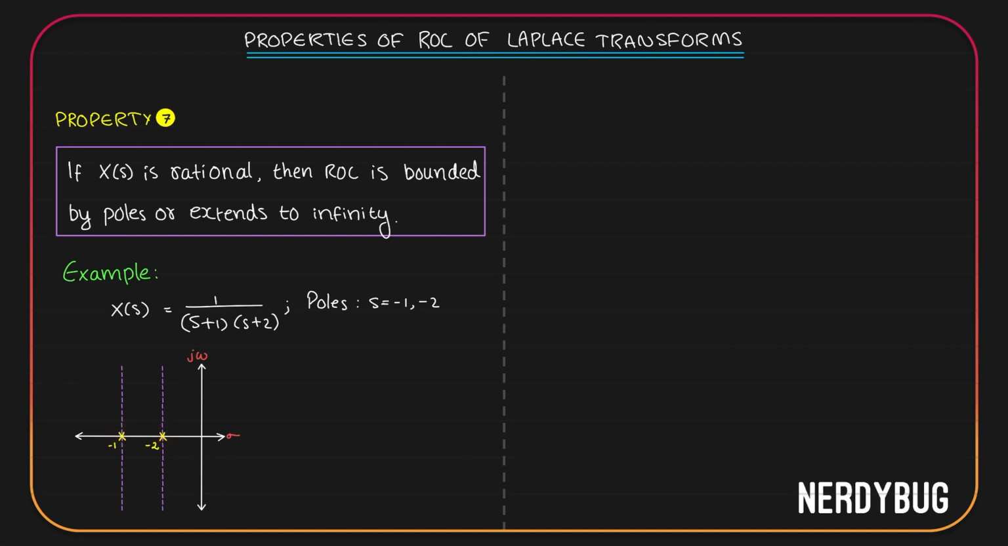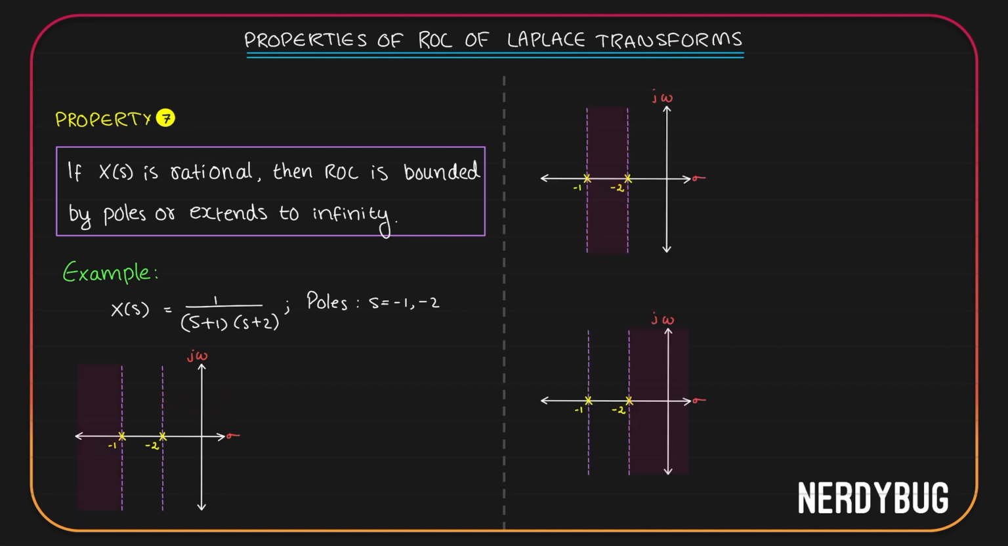There are three possible ROCs. One is to the left of -1, another is between -1 and -2, and another is to the right of -2. In the first case, the ROC is to the left of the leftmost pole, so we can conclude that the signal has to be left-sided. In the second case, the ROC is between -1 and -2, so the signal has to be double-sided. And in the third case, it is to the right of the rightmost pole, so it is a right-sided signal.